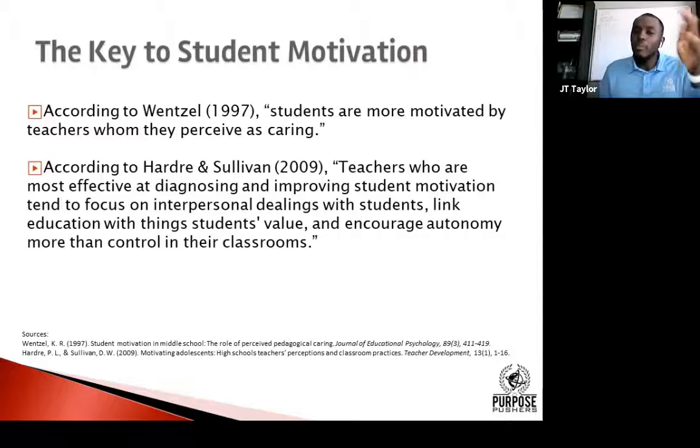And of course, I want to go back to this point about linking education with things students value. Now we're talking about culturally responsive teaching.